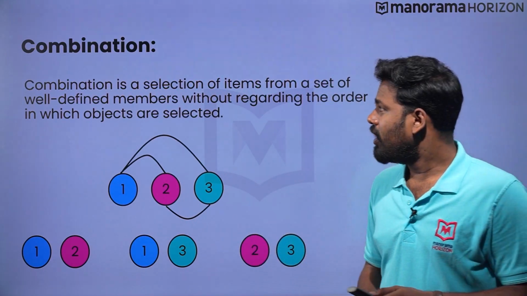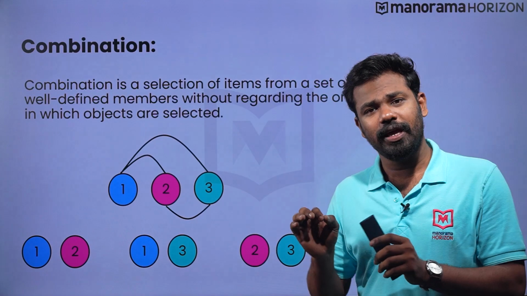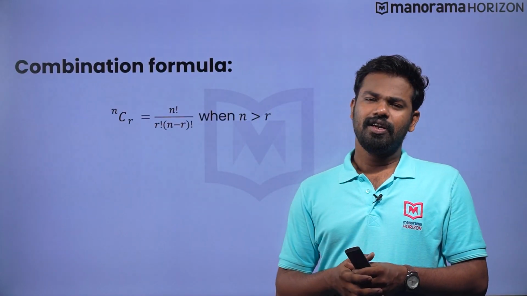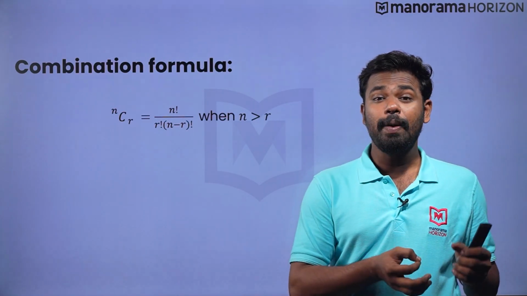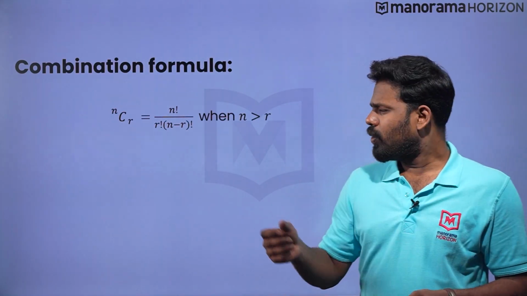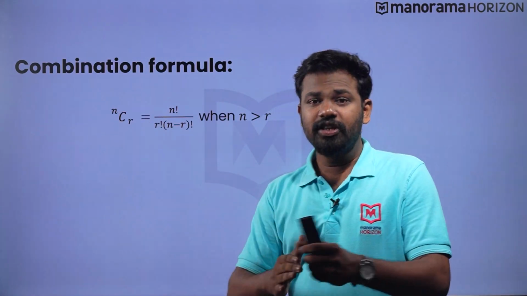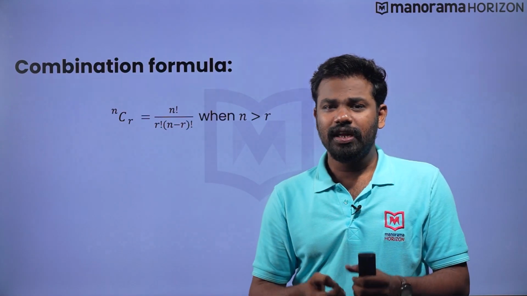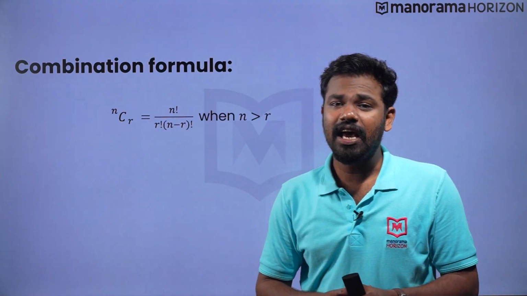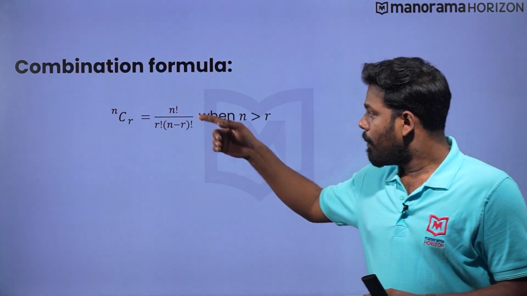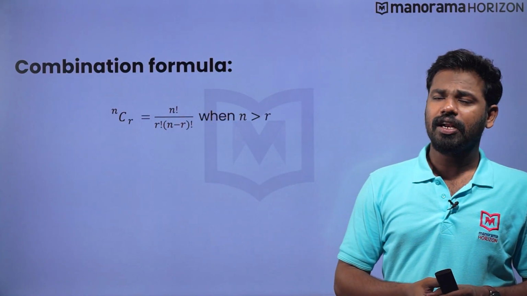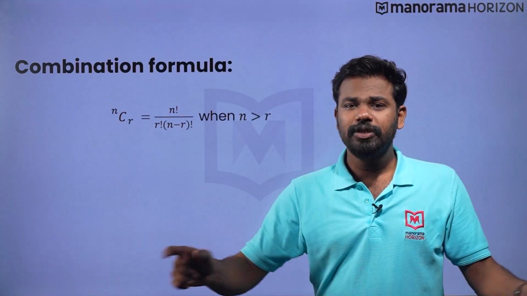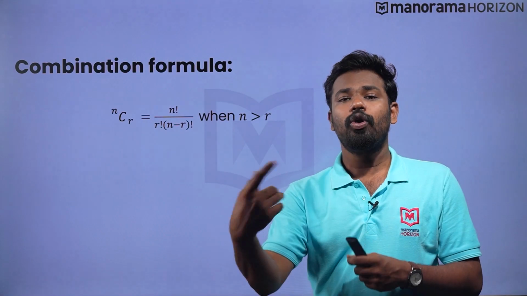So let's look at the formula for finding the total number of selections, or combinations. The formula is nCr. We learned what nPr is, that is arrangement. Now what is nCr? You have n objects in front of you and you need to select r objects from them. That selection uses the formula nCr equals n factorial by r factorial into (n minus r) the whole factorial. And always check that n is greater than r, that is, the total objects in front of you. You cannot select more objects than that, right?